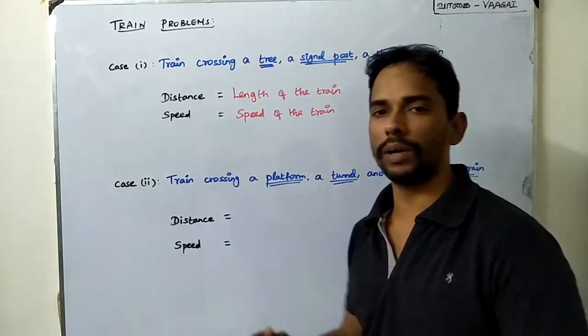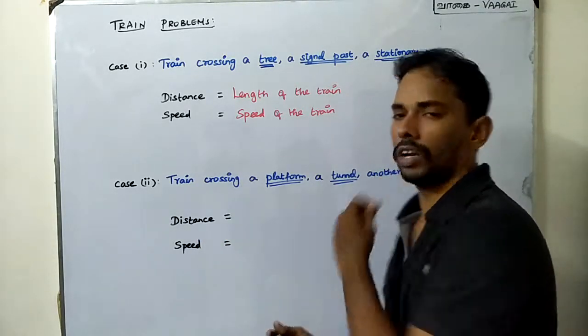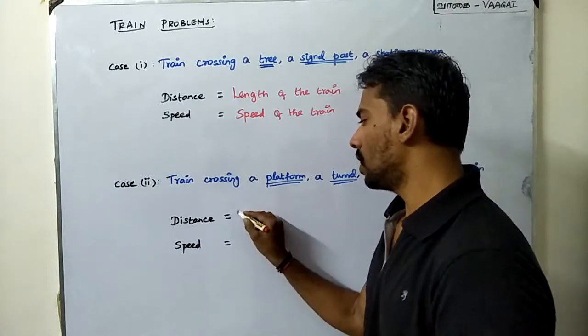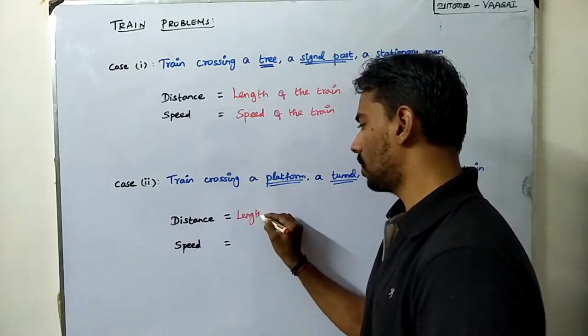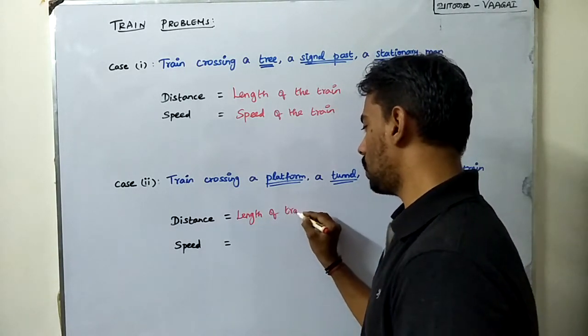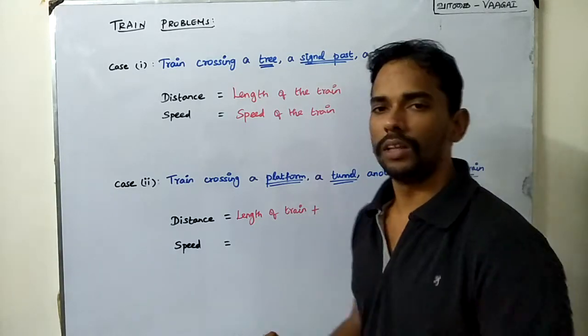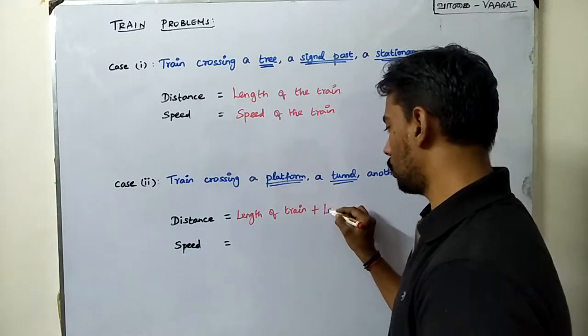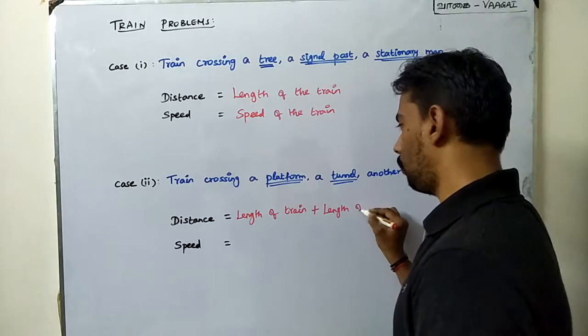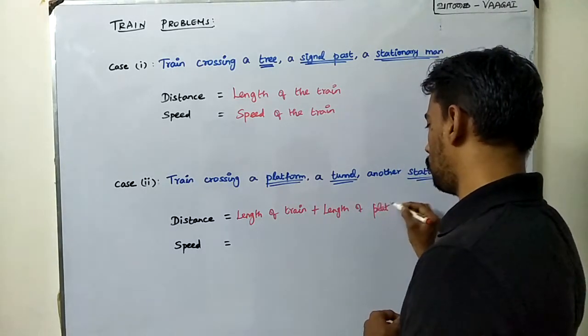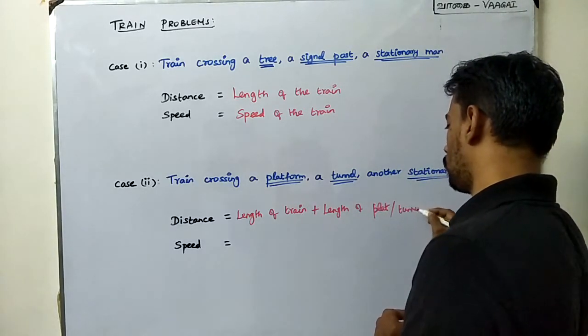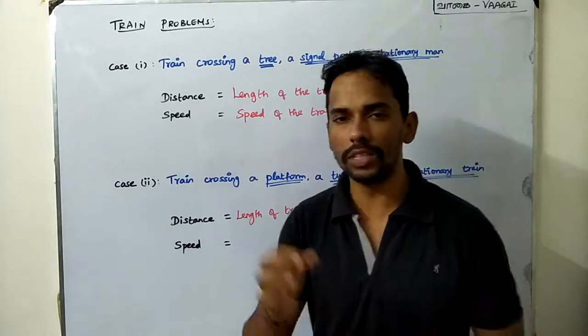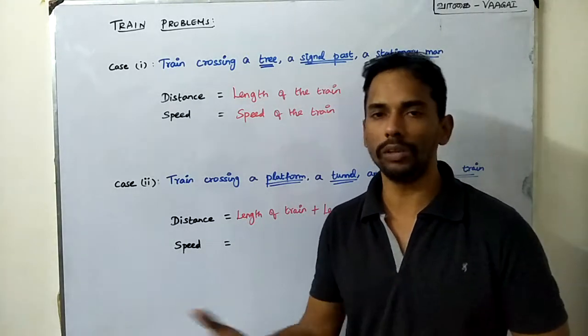So the distance traveled by the train when it crosses these kinds of objects will be the length of the train plus the length of whichever object it is going to cross. Whatever it is, it can be a platform or it can be a tunnel. So here we have to take the distance to be the sum of both the lengths.